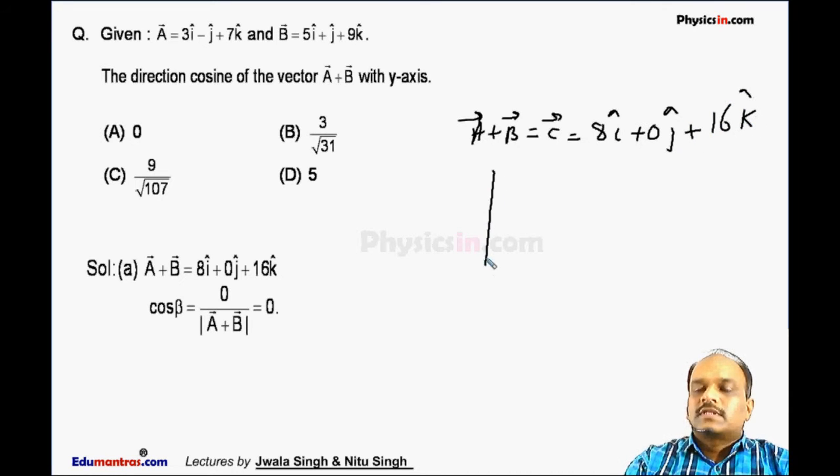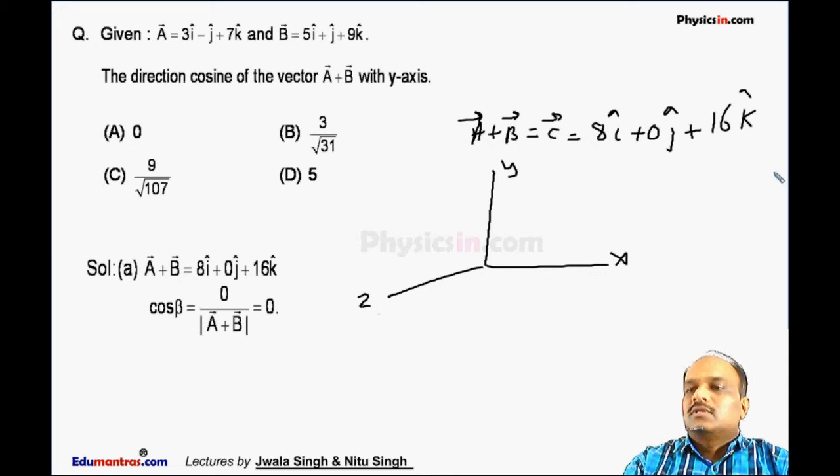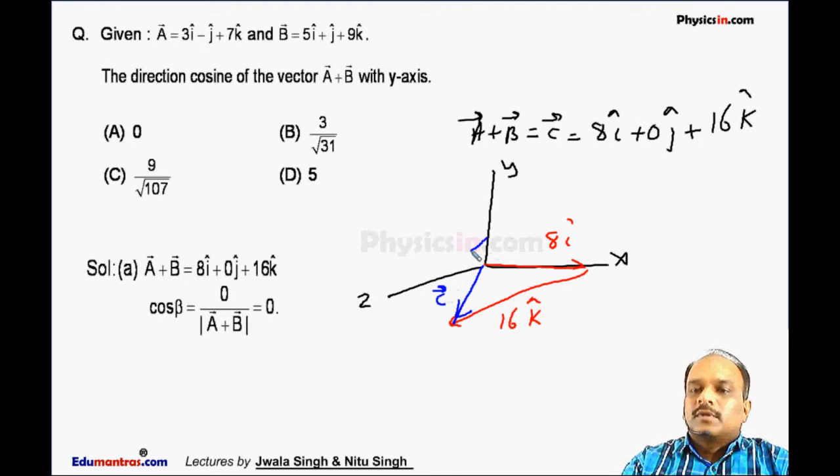Now as we know, if this is our x-axis, y-axis and z-axis, our vector is 8 i cap plus 16 k cap. It is like this. This is 8 i cap and this is 16 k cap. This is our vector C. So we can say from here that this vector C makes an angle of 90 degrees with the y-axis. So its direction cosine is cos beta, where beta is 90 degrees. As we know, it makes an angle of 90 degrees with the y-axis. So cos 90 is 0.